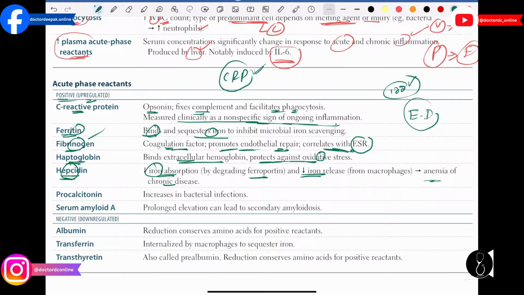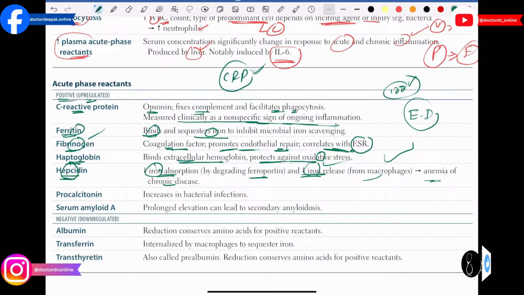When in your body there is less iron, automatically we know that in the synthesis of hemoglobin we need iron. So if there is no iron in your body, then there is a disruption of hemoglobin synthesis that can lead to anemia. But that anemia is produced from inflammation. That is called anemia of chronic disease. Then after that, the hepcidin is also going to decrease the iron release from the macrophages. So these are the important mechanisms which can lead to anemia of chronic disease.